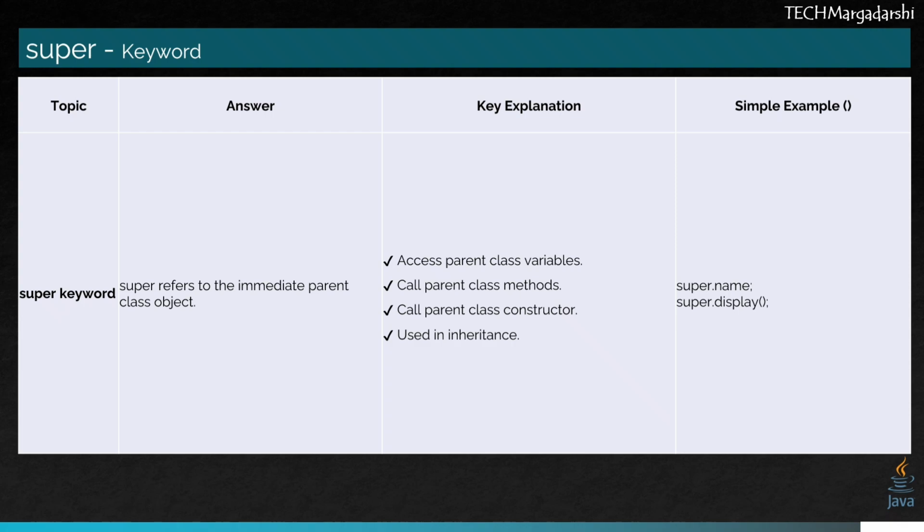Here is the first topic, super keyword. In this slide, we'll understand the super keyword in Java. The super keyword is used to refer to the immediate parent class object in an inheritance relationship. Using super, we can access parent class variables, call parent class methods, and even invoke the parent class constructor. This is especially useful when both parent and child classes have variables or methods with the same name. In short, the super keyword helps us clearly distinguish and reuse parent class behavior inside a child class.